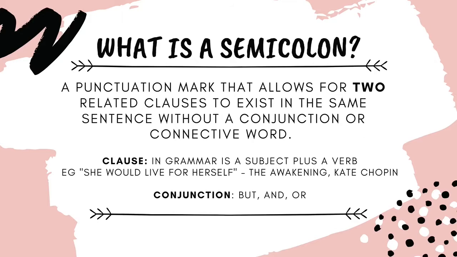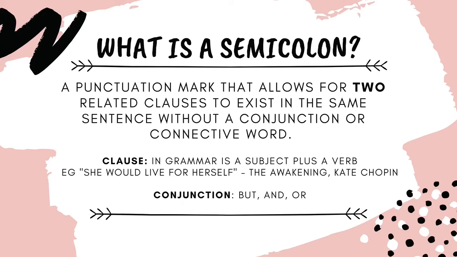So I think the first thing we need to look at is defining what a clause actually is. Now, a clause is the subject and the verb within a line of writing. So the subject is the person or the entity that is doing an action or the action of a sentence, and the verb is the actual action that's being completed. So a clause creates a complete thought or an idea or a statement. So, for instance, in The Awakening by Kate Chopin, there's a sentence, "She would live for herself." And the subject of that sentence is she, and the verb of that sentence is live. She would live for herself.